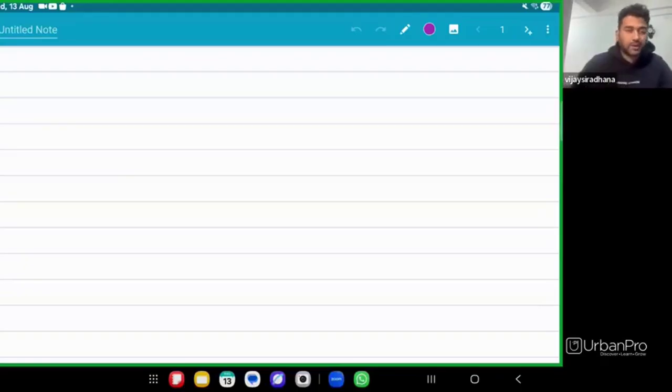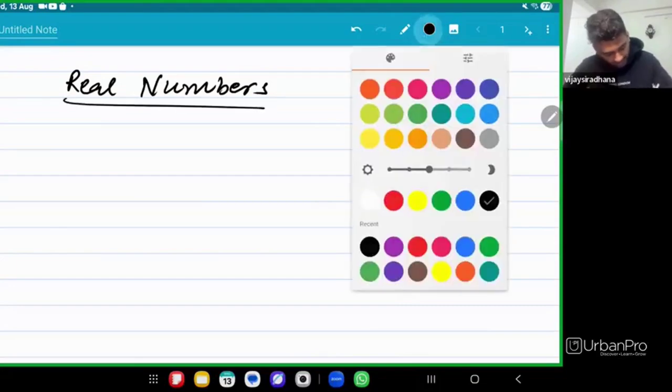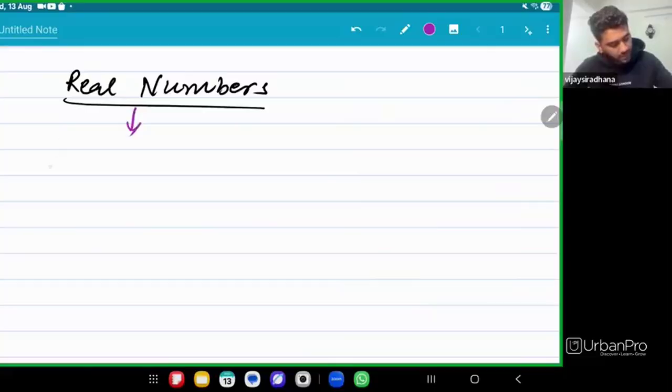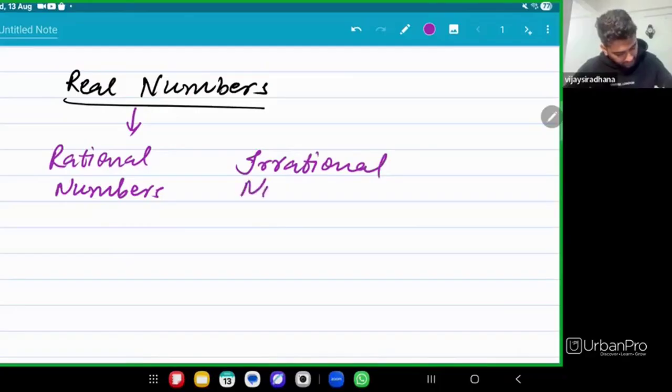Students, you might be aware of what a rational number is and what an irrational number is. Now, when we combine rational numbers and irrational numbers, they are called real numbers. So real numbers are a combination of rational numbers and irrational numbers.